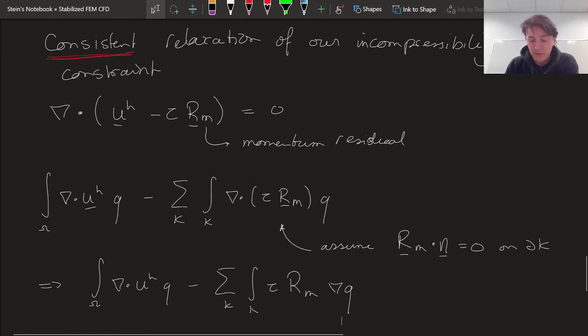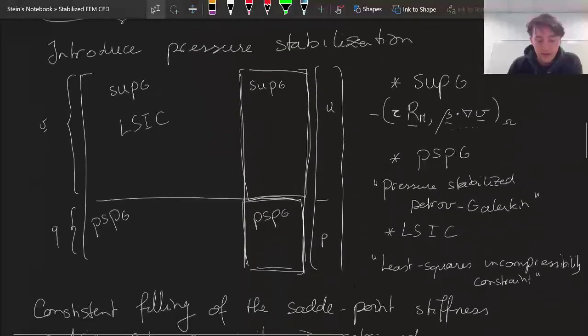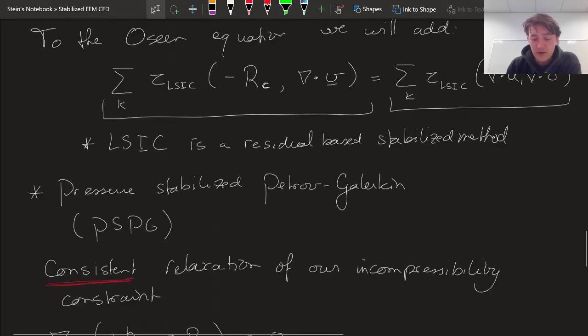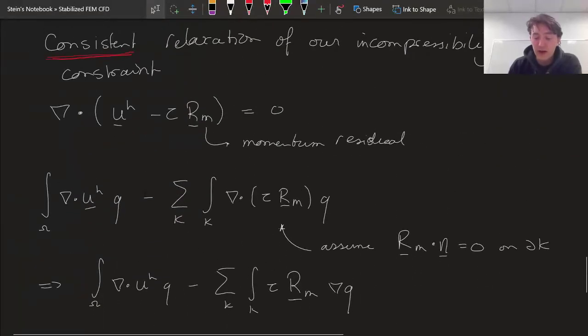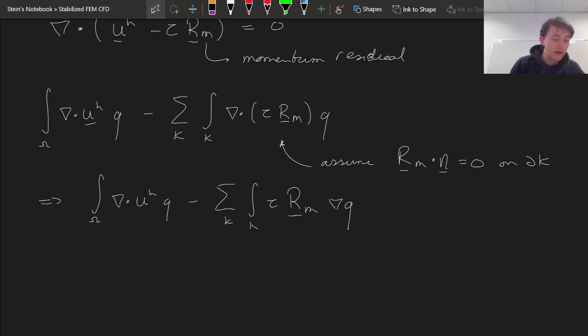Okay, and that's pretty much already it. We now see that we have the residual of the momentum equation, which is a function of both u and p, that is weighted against a test function q, and that's precisely what we require to fill this lower part of the matrix. And again, let me stress, this is a residual-based stabilization method. It is of the order of a stabilization parameter multiplied by a residual, multiplied by a differential operator acting on a test function.